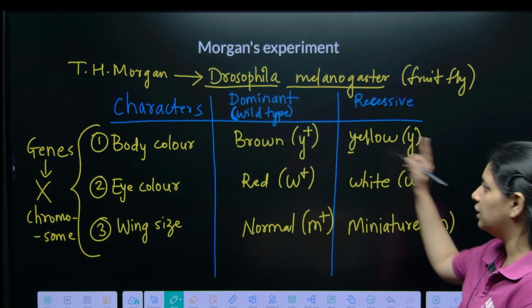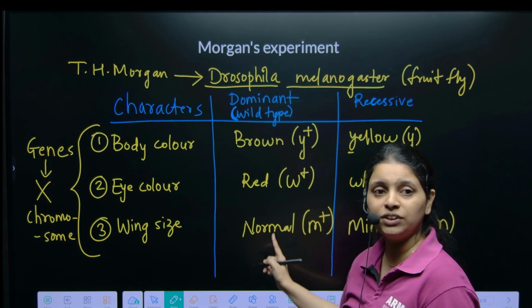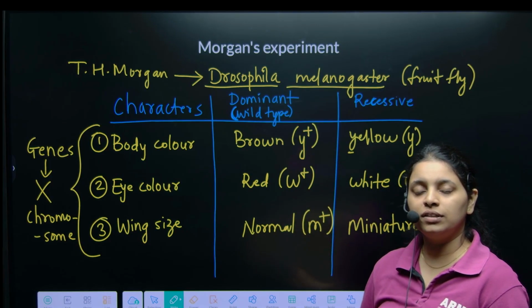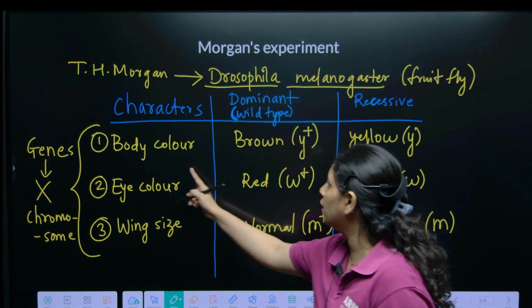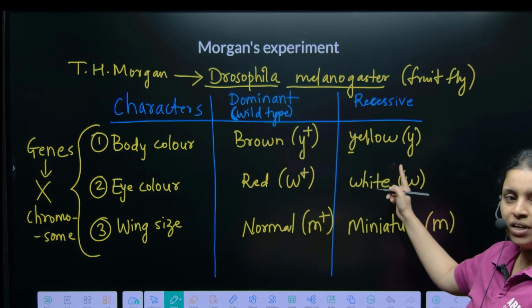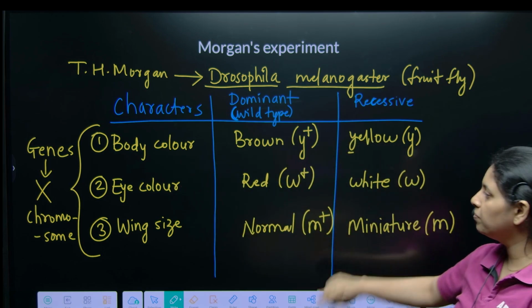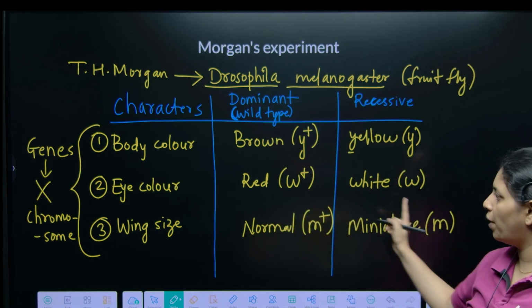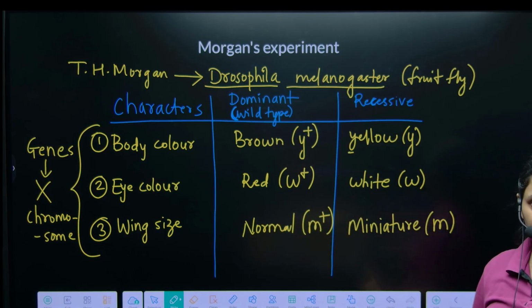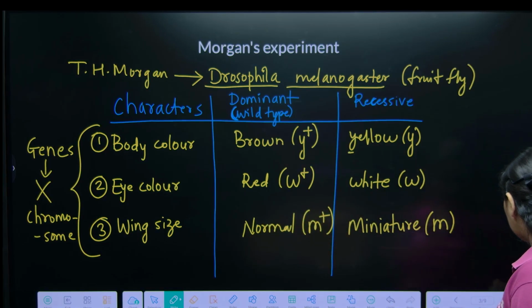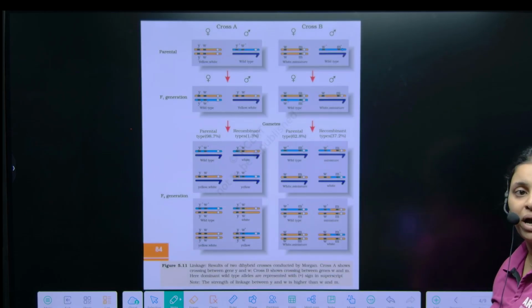Okay. So these are the characters. Remember this first before trying to study the cross. So body color, we have brown or yellow. Also remember the letters. Next, eye color, red or white, wing size normal or miniature. Okay, now let's see the crosses which were done by Morgan.